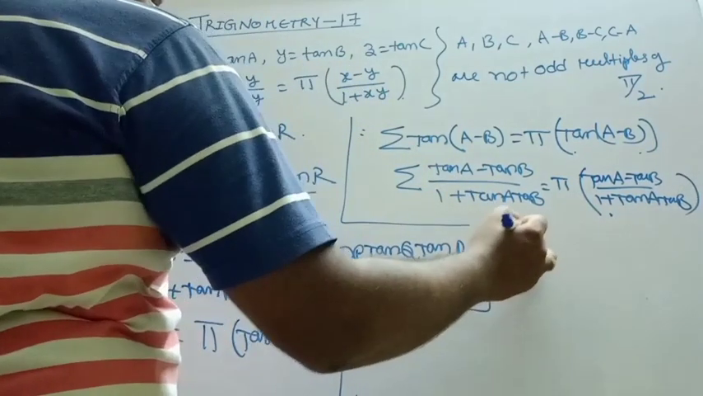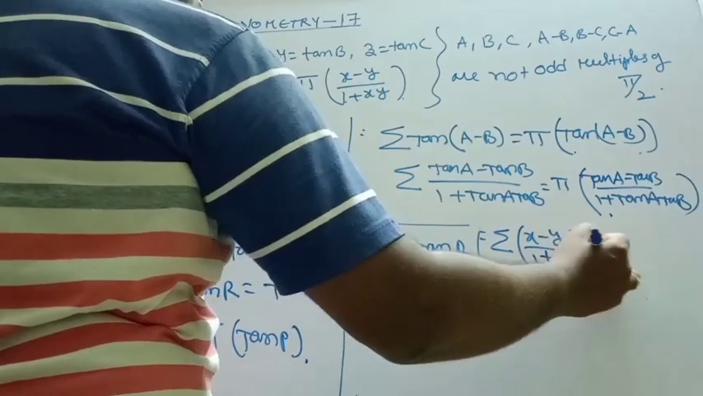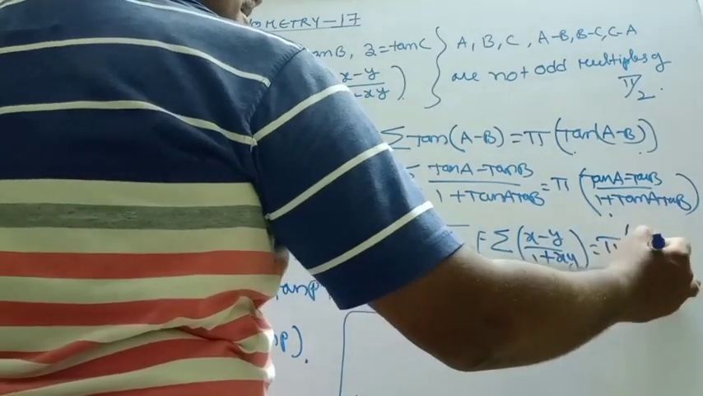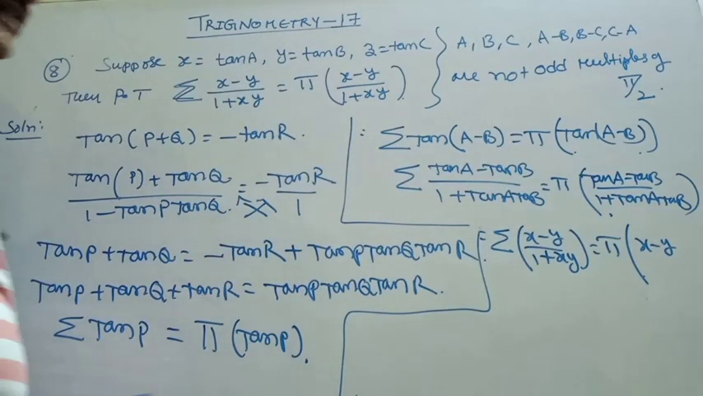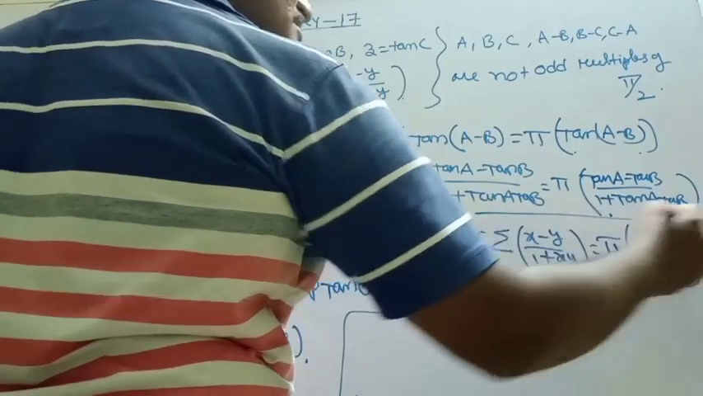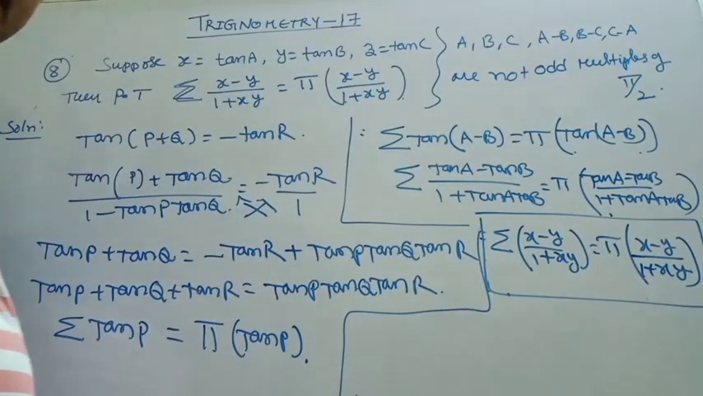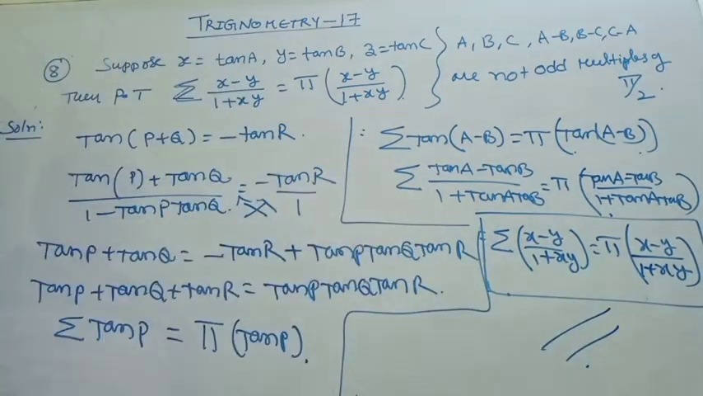That means sigma of x minus y by 1 plus xy is equal to pi of x minus y by 1 plus xy, because x is equal to tan A here. This is what you require to prove. Hence the proof. In this beautiful way we have got this particular problem. See how nice and elegant this problem is.